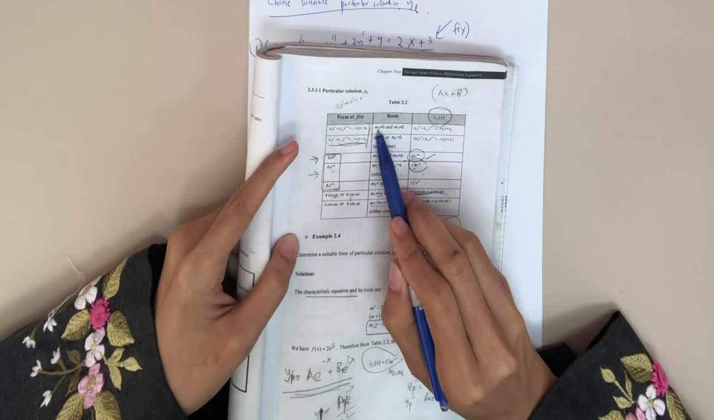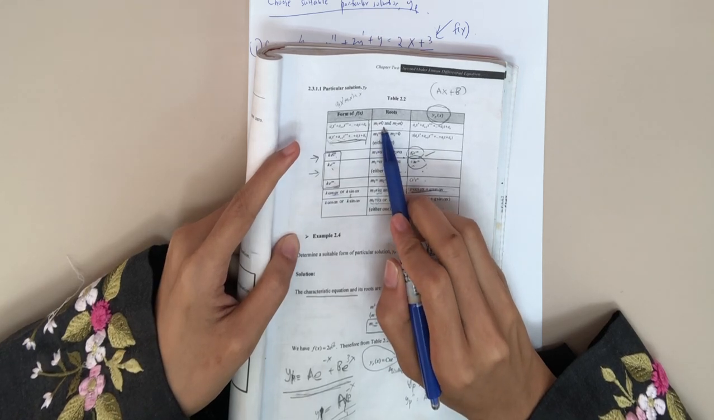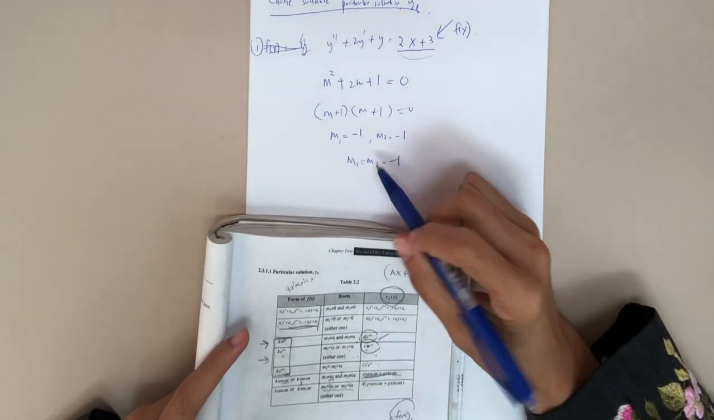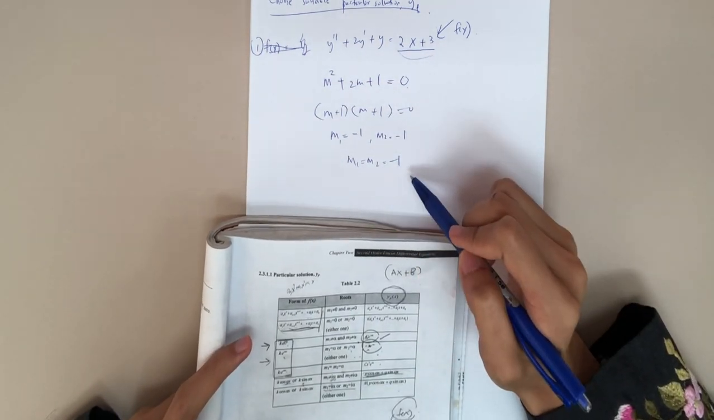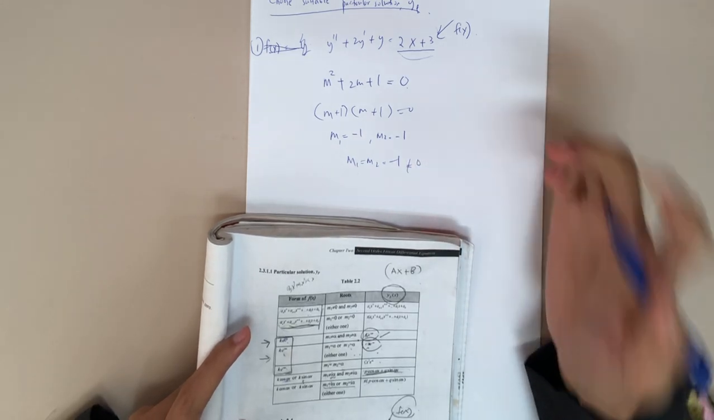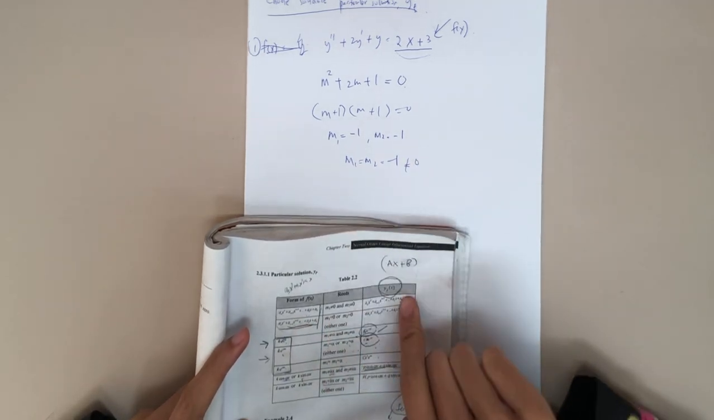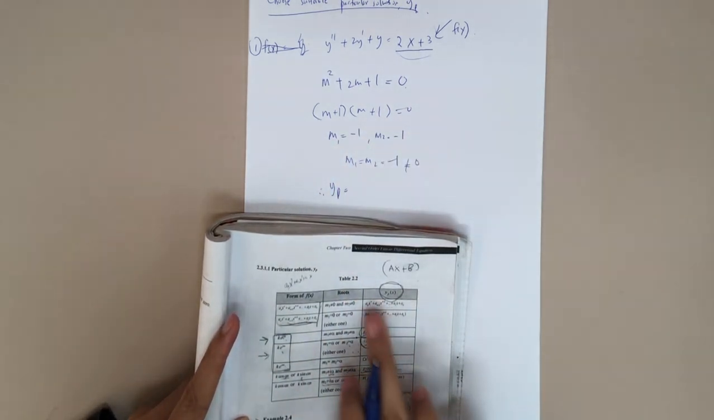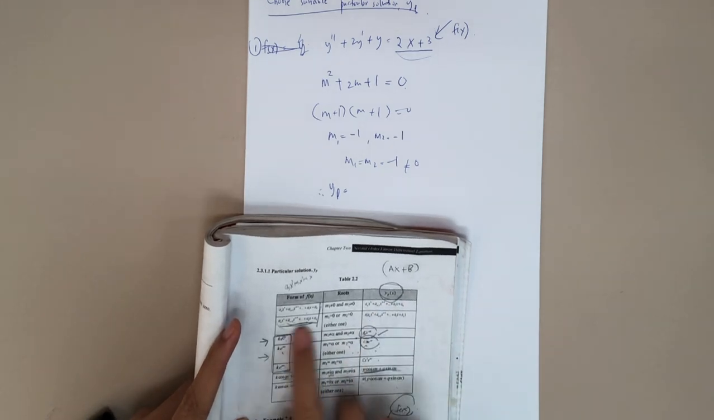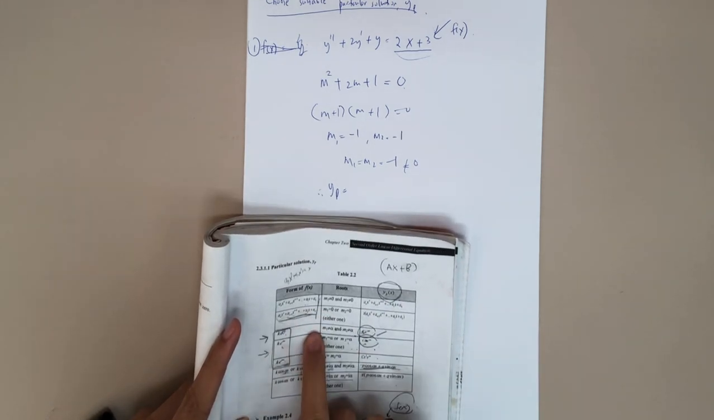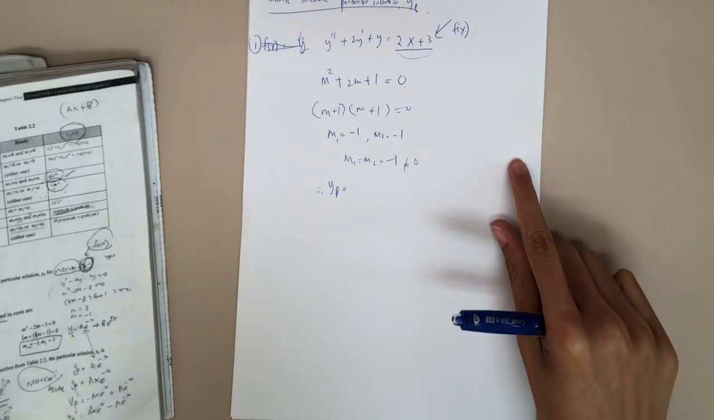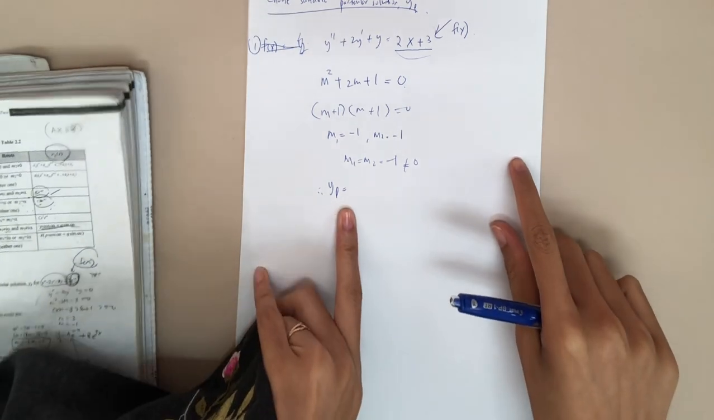When you refer to your table, the first one says m1 is not equal to 0 and m2 is not equal to 0, which means both are not equal to 0. So you check with yours. Your m1 is equal to negative 1, and m2 is too. So it's not equal to 0, right? That means your answer lies in row number 1. Therefore, your yp is equal to this type. Not the second one, because the second one says that m1 equals 0. Yours is not equal to 0, so you choose the first row. So how do we write your yp now?